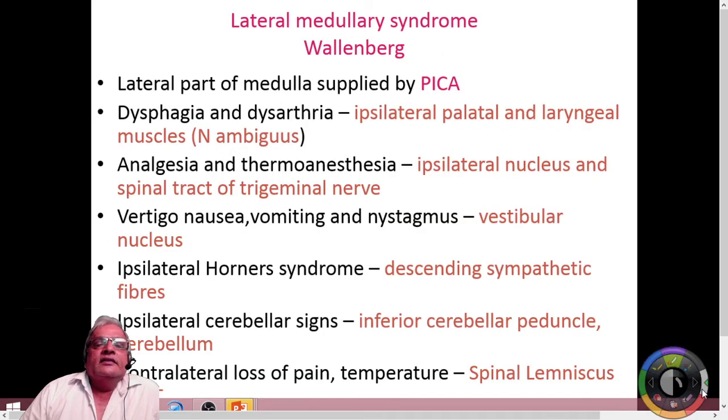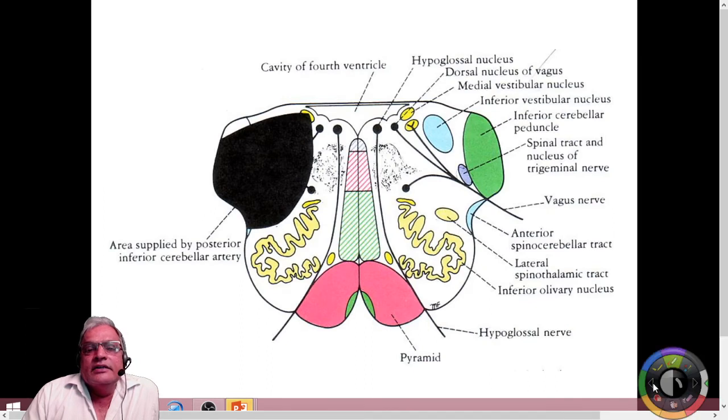See, the lateral part of the medulla is supplied by the posterior inferior cerebellar artery. So what does it cause? Dysphagia and dysarthria because of ipsilateral palatal and laryngeal muscle paralysis. The nucleus ambiguus is paralyzed. So you can go back a little bit, I think. See, the vagal nucleus is also gone.